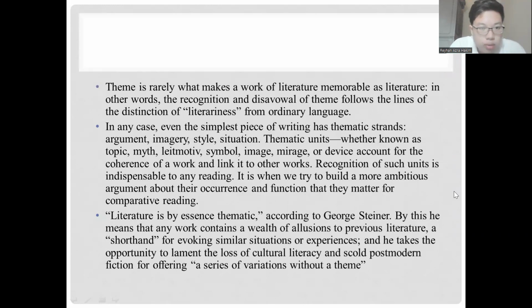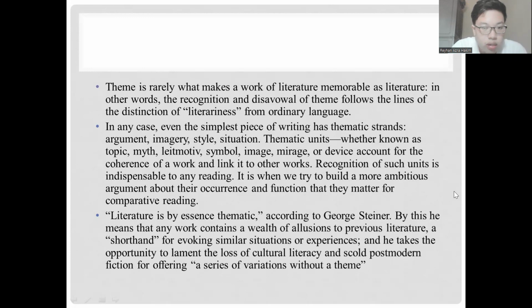Theme is rarely what makes a work of literature memorable as literature. In other words, the recognition of this disavowal of theme follows the line of distinction of literariness from ordinary language. In any case, even the simplest piece of writing has thematic strands: argument, imaginary, style, situation.